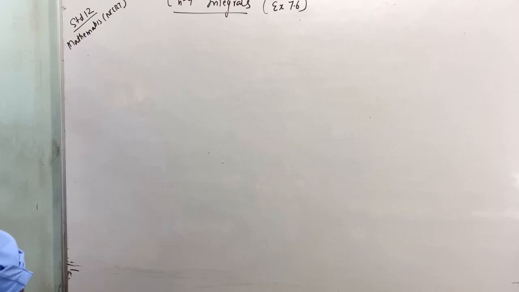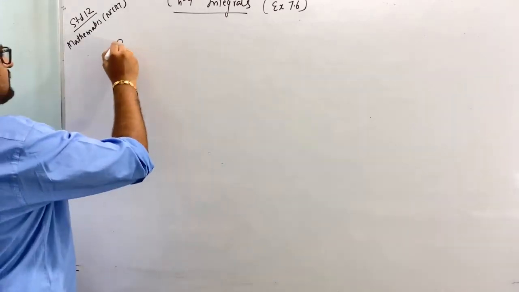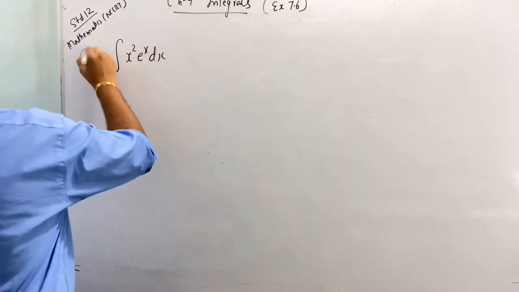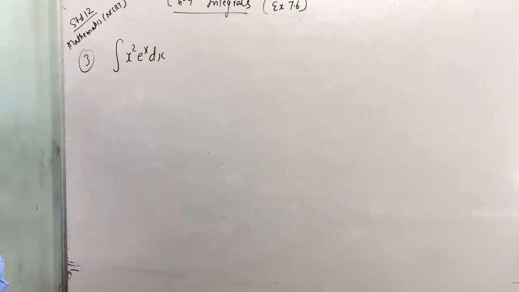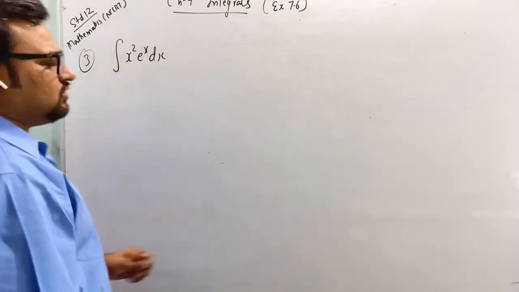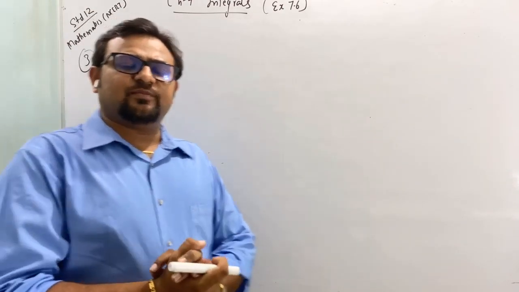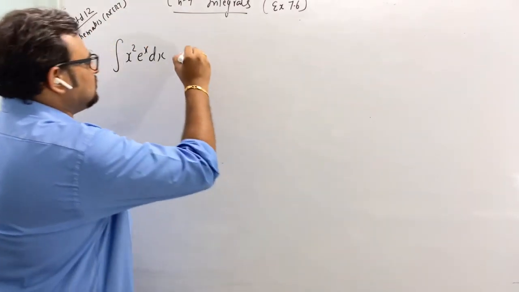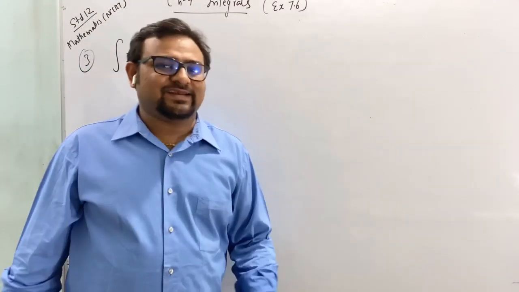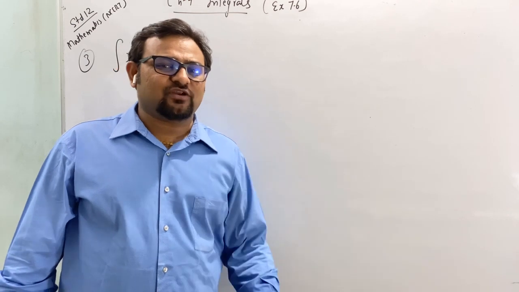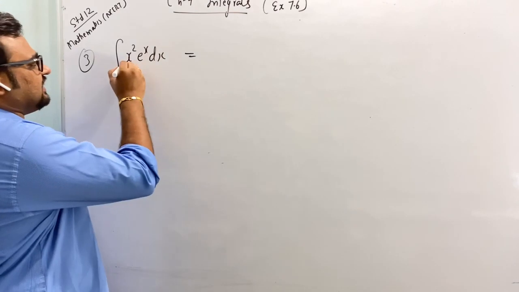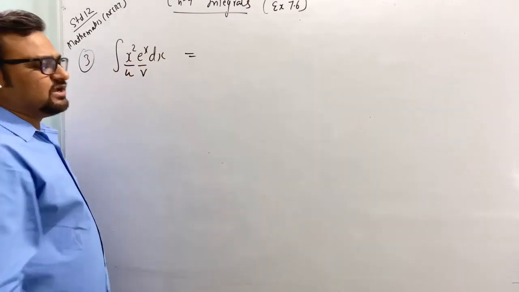That is integration of x square e raised to x. Question number 3, integration of x square e raised to x. Okay, so again the product, two functions, one is x square, another is e raised to x. So when I am using LIATE for algebraic, E for exponential, E is at the last. So this I will take as u and this I will take as v.